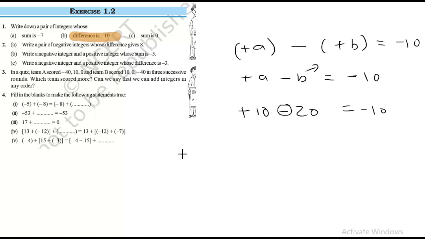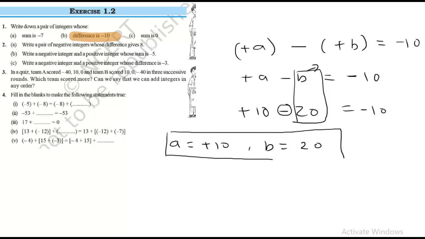So we can think of A as plus 10 and B as, note that minus B is equal to minus 20, that means B can be considered as only 20. So this can be the first pair of integers where the difference will be minus 10. Note that both A and B are positive. Now there are more other possibilities.